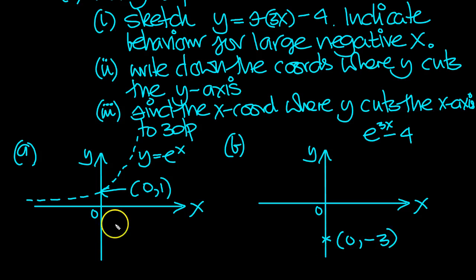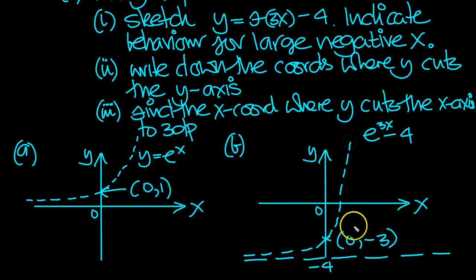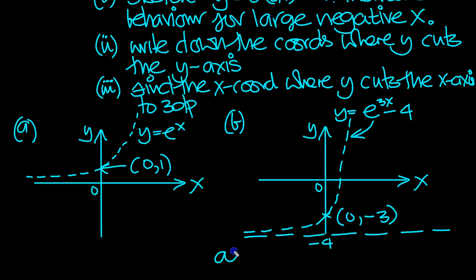And then it flattens out at 4 units lower, doesn't it? So if we draw this asymptote, it's going to go down to here. This is minus 4. So the curve comes up to here. But because it's e to the 3x, it goes up much more steeply than it did before. So y equals is this graph here. Okay, so that's what we've got. We've indicated the behavior for large negative x. So as x tends to minus infinity, y tends to minus 4.